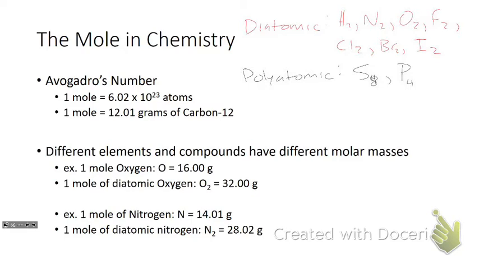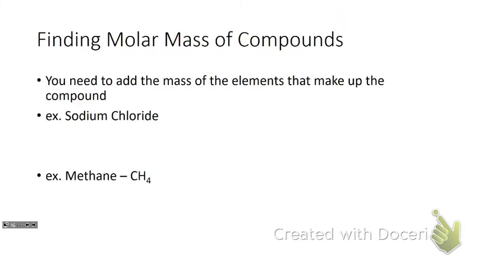And then just another example, so 1 mole of nitrogen from the periodic table, if it's just N, would be 14.01 grams per mole. However, if it is diatomic nitrogen, there are 2 nitrogens present now, so the molar mass of diatomic nitrogen is 28.02 grams per mole. Okay, we're all good with that so far? Yeah? Excellent. We're going to skip that one for now.